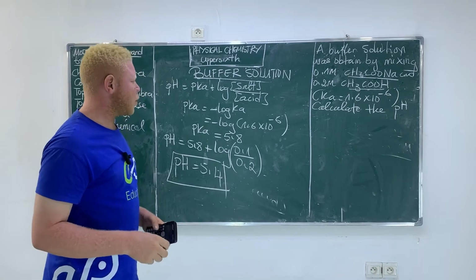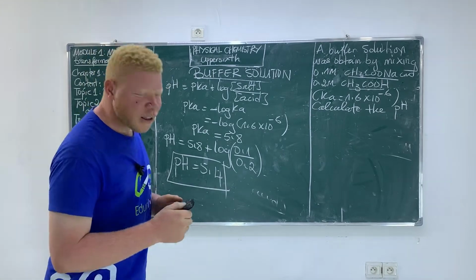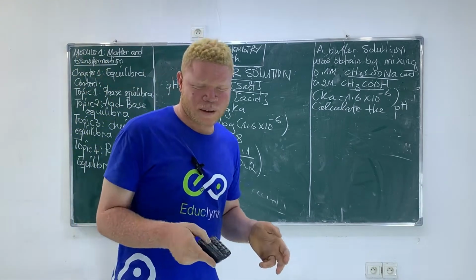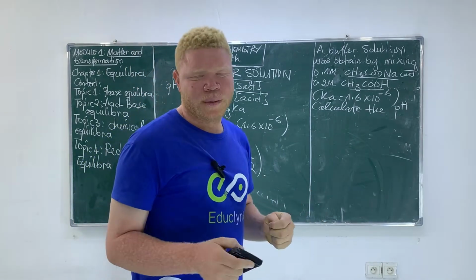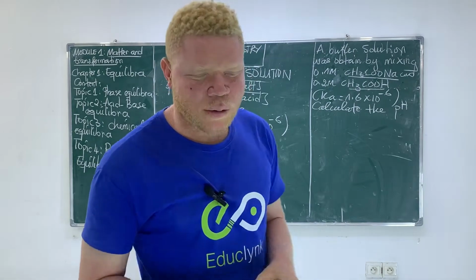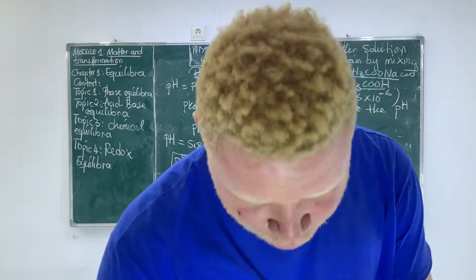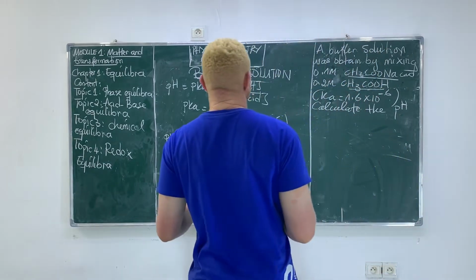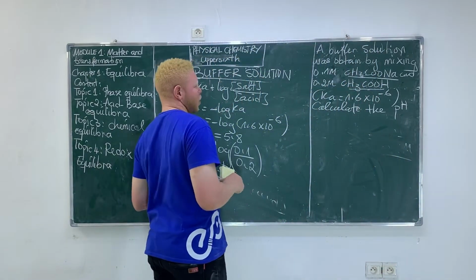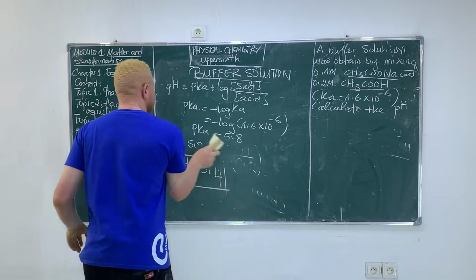That is the pH of the buffer. In this case, we clearly see that the buffer is an acidic buffer because the pH is less than 7. So next, we are going to see a buffer solution that is an acidic buffer or a basic buffer. One of them we have seen was an acidic buffer. Next we will see a basic buffer.